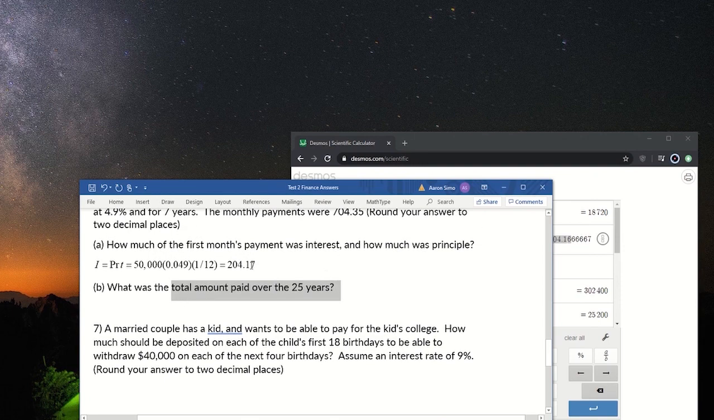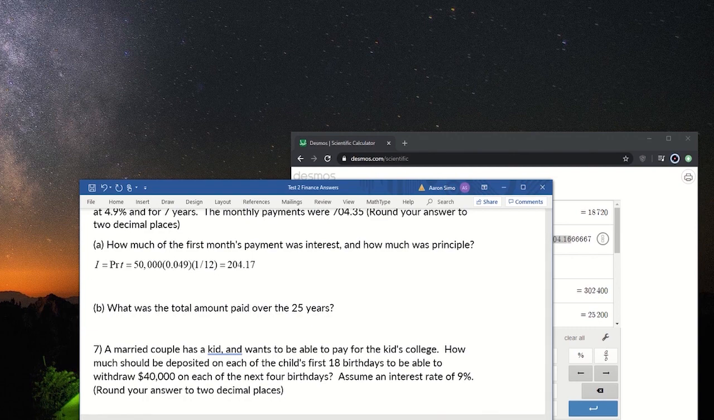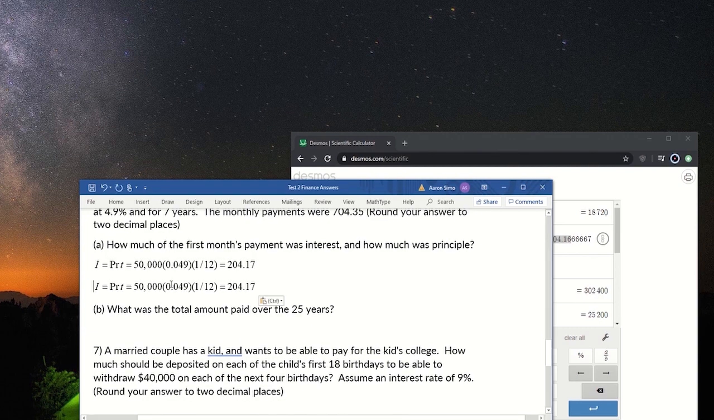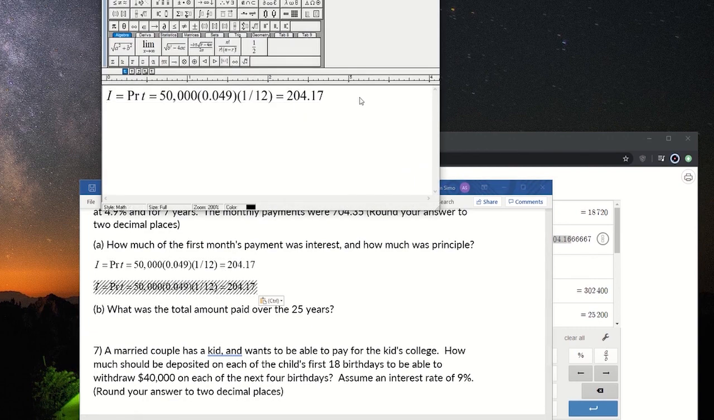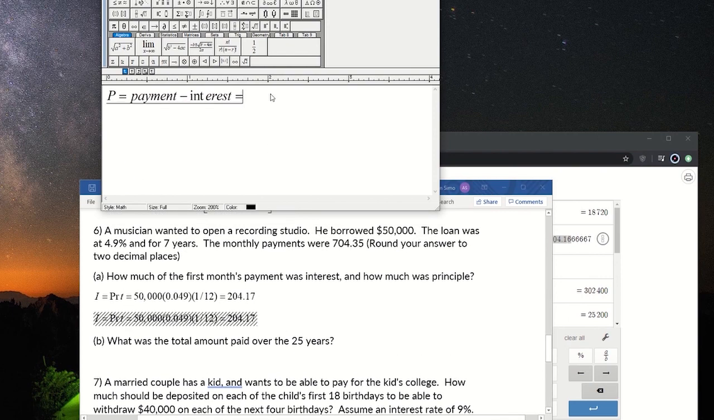There's a couple ways to do this. Oh wait, principal. You'll see, we need the principal. I missed something. Principal is equal to payment minus the interest, right? It does that right now. It's kind of weird, but the payment was 704.35 minus the interest 204.17 equals.